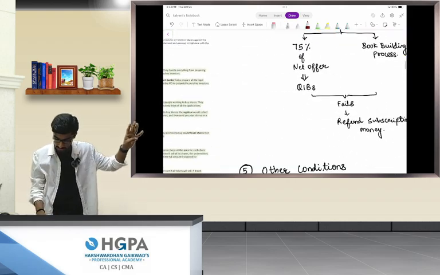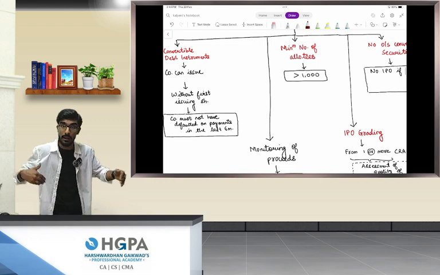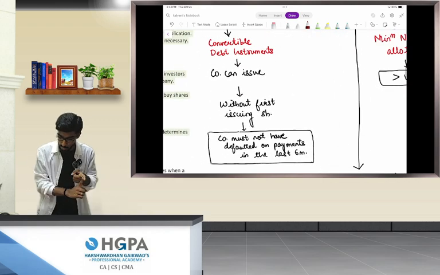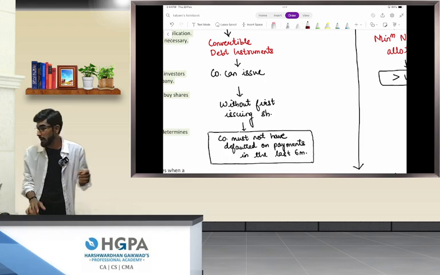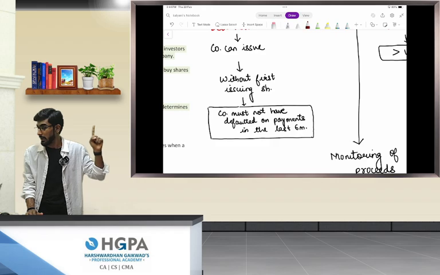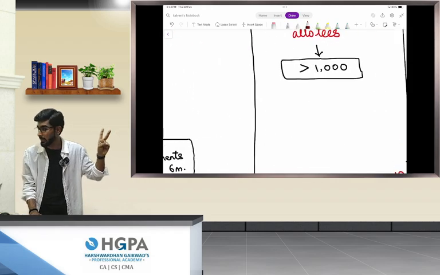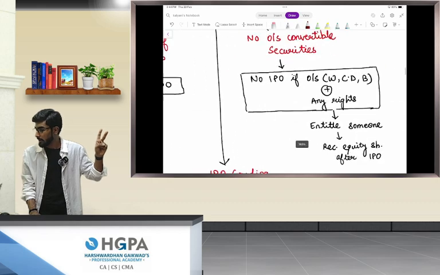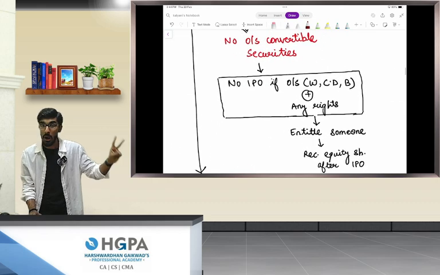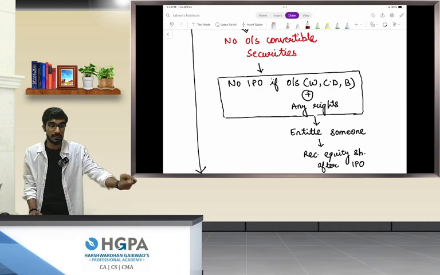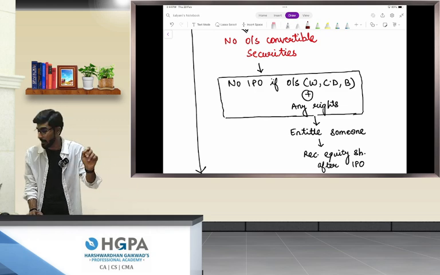The other conditions: if a company is eligible for an IPO, if the company complies with the 4 conditions while going for an IPO, what are the conditions? Number 1, it can issue convertible debt instruments provided it has not defaulted on payments in the last 6 months. Good to go. Minimum number of allottees should be more than 1000. Perfect. Next, there should be no outstanding convertible securities like convertible warrants, convertible debentures, bonds, or any rights entitling someone to receive equity shares after IPO.